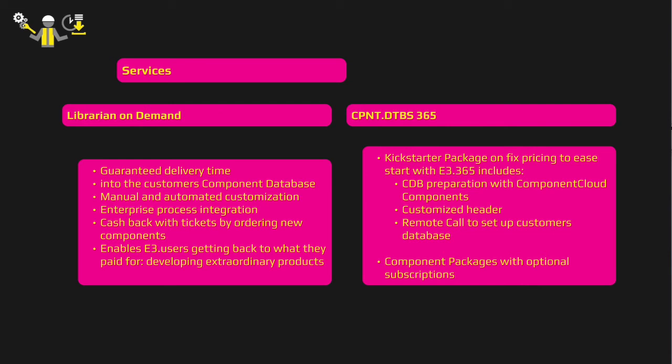On the other hand, we have got, let's call it, a premium product for typical E3.series users. It's called Librarian on Demand. Within this product, we are guaranteeing delivery times. So you will get up to 4 new components per day at a daily business. If we are setting up a project to provide more components, just get in touch with us.